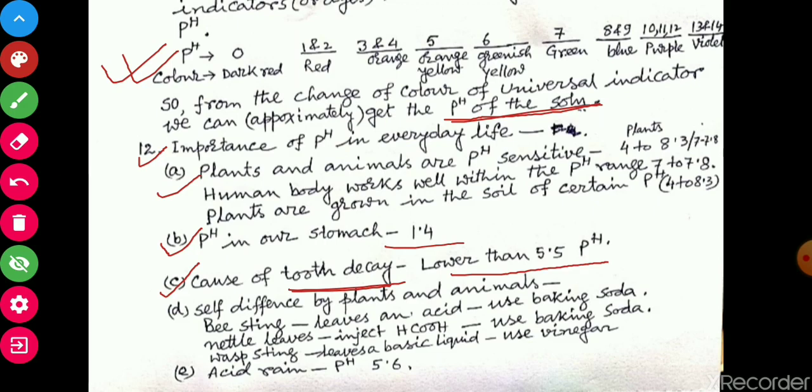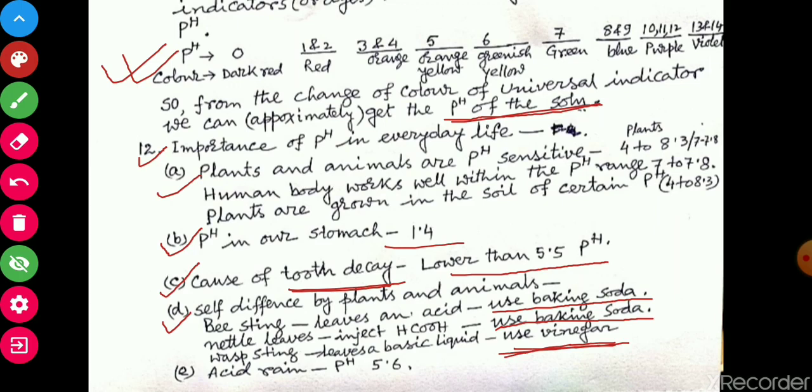Self-defense by plants and animals. Bee sting, nettle leaves and wasp sting are used for self-defense. Bee sting leaves an acid, so to prevent it, we must use baking soda. Nettle leaves inject methanoic acid, HCOOH, and using baking soda is the preventive measure. Wasp sting leaves a basic liquid, and hence for prevention we must use vinegar.